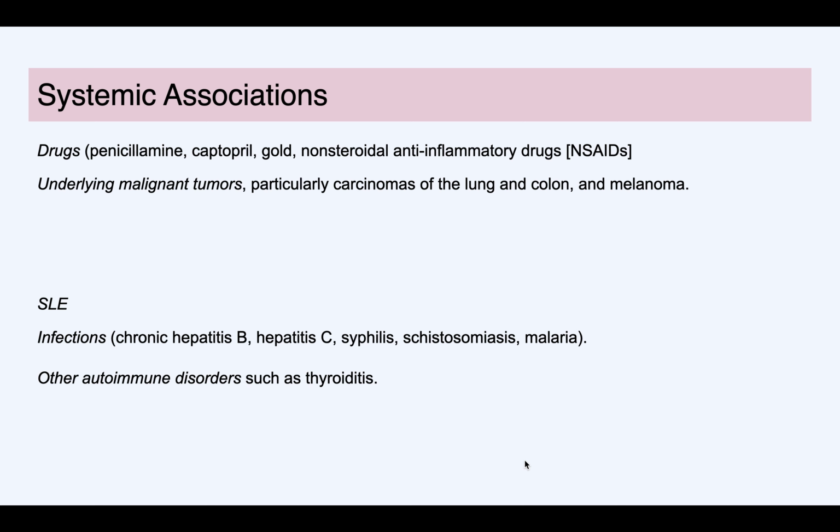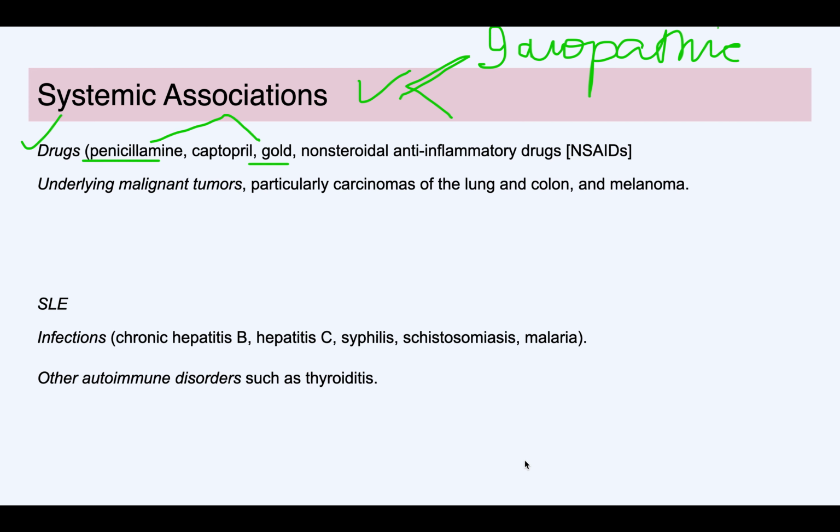Before that, we should know that membranous nephropathy is mostly idiopathic, but there are some systemic associations with some drugs such as penicillamine and gold. These were earlier given for rheumatoid arthritis. The NSAIDs are also given for rheumatoid arthritis. Now these drugs, penicillamine and gold, are being discontinued because they are responsible for membranous nephropathy.